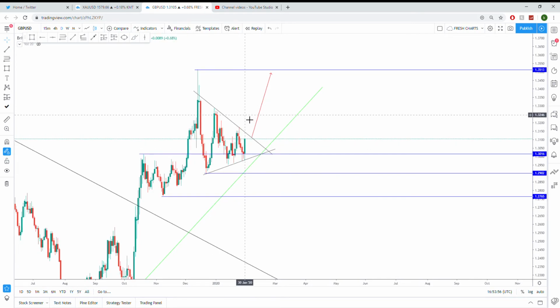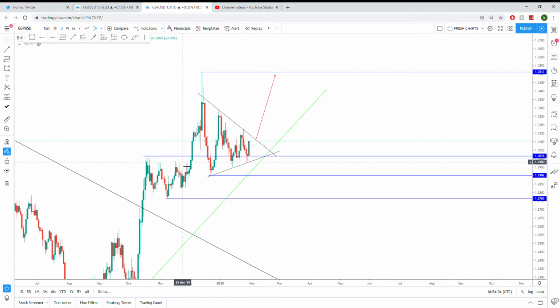So now that we are scheduled to leave on the 31st, there is a lot more buying pressure towards the upside if we just focus on the lows and the highs that we've made.